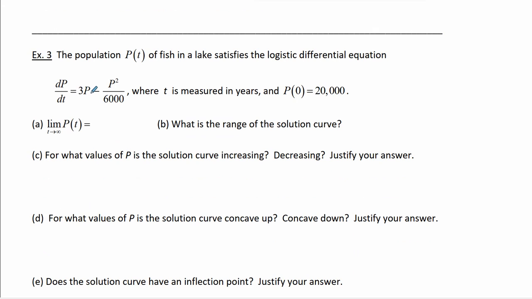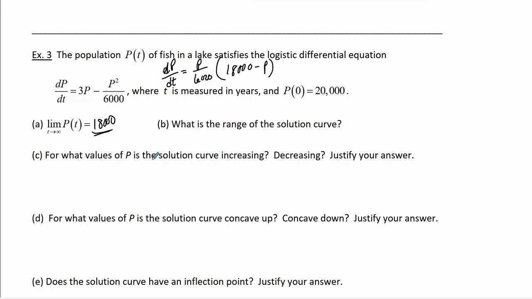So it's the same differential equation, but now my initial is going to be 20,000. So again, the carrying capacity. Let's actually factor this out. dp over dt is equal to p over 6,000 times 18,000 minus p. So again, the carrying capacity is what the function is doing at infinity, 18,000. That's the biggest it could be.